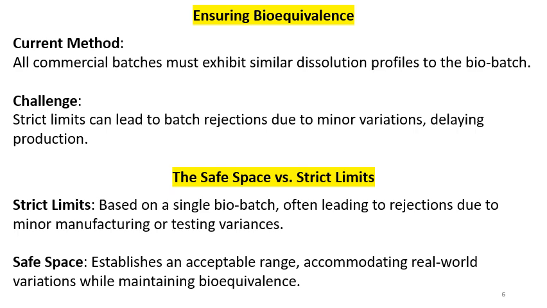So now we come to the safe space versus strict limits. Strict limits are based on the single bio batch, often leading to rejections due to minor manufacturing or testing variances or variations. And the safe space establishes an acceptable range accommodating real-world variations while maintaining the bioequivalence.